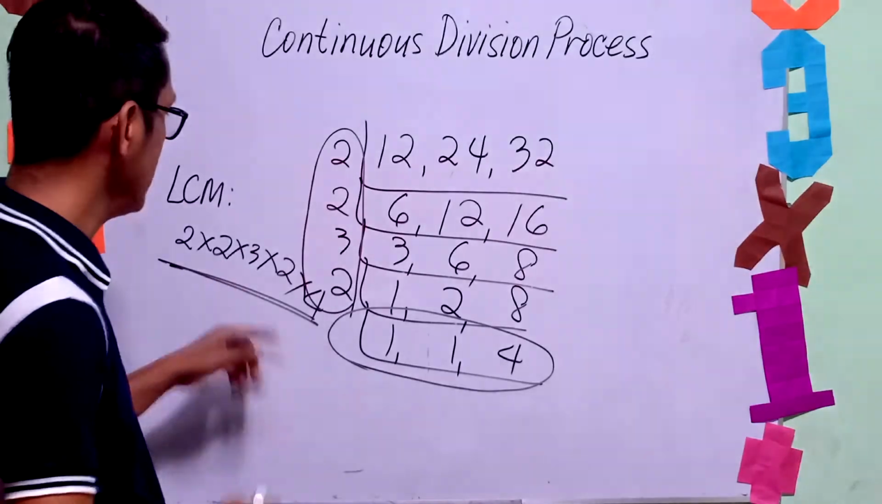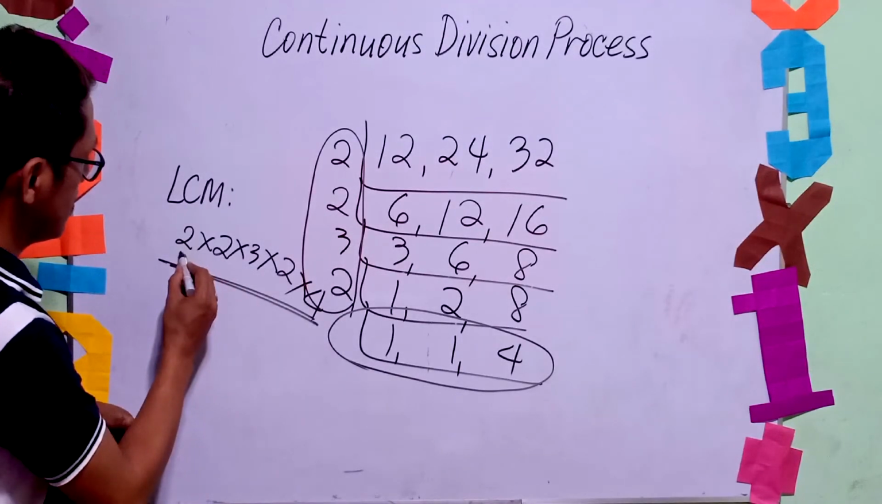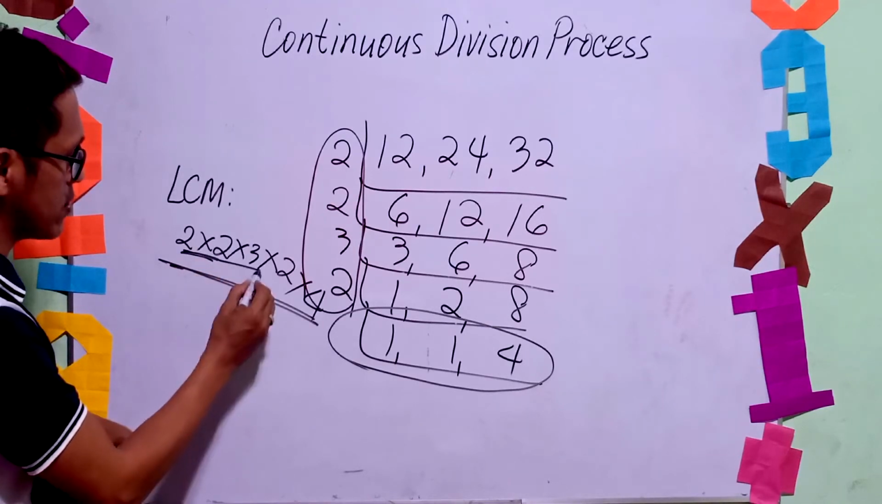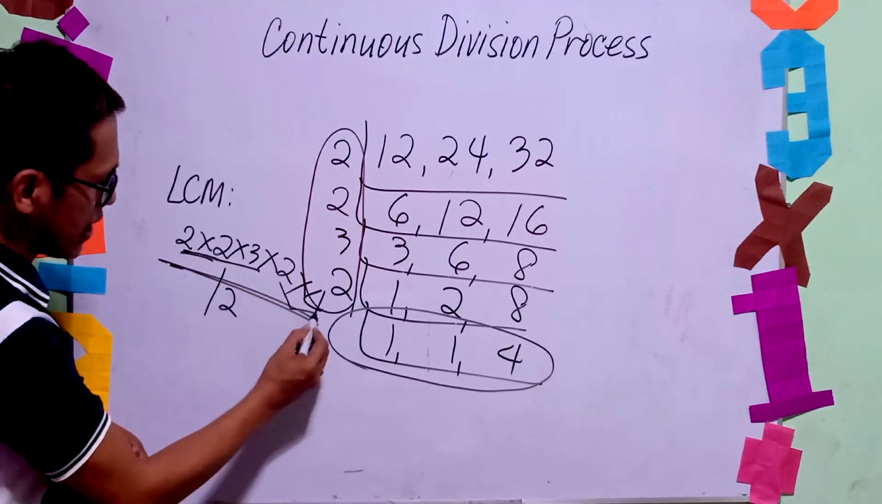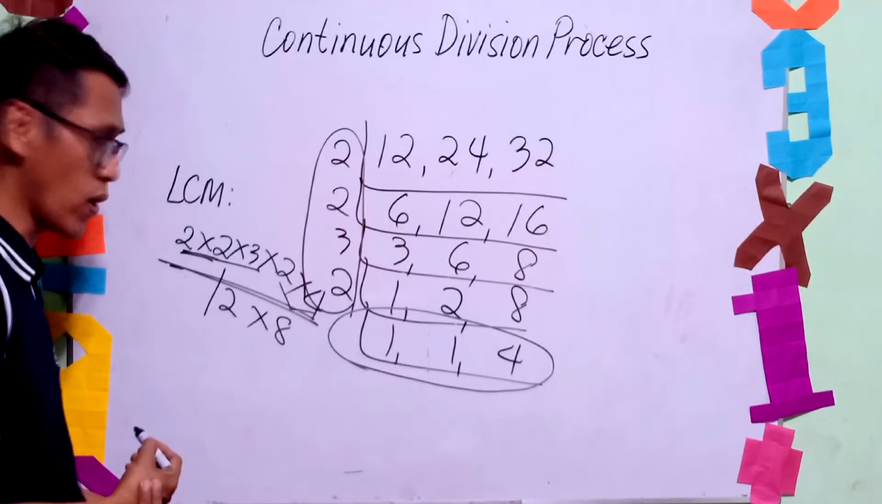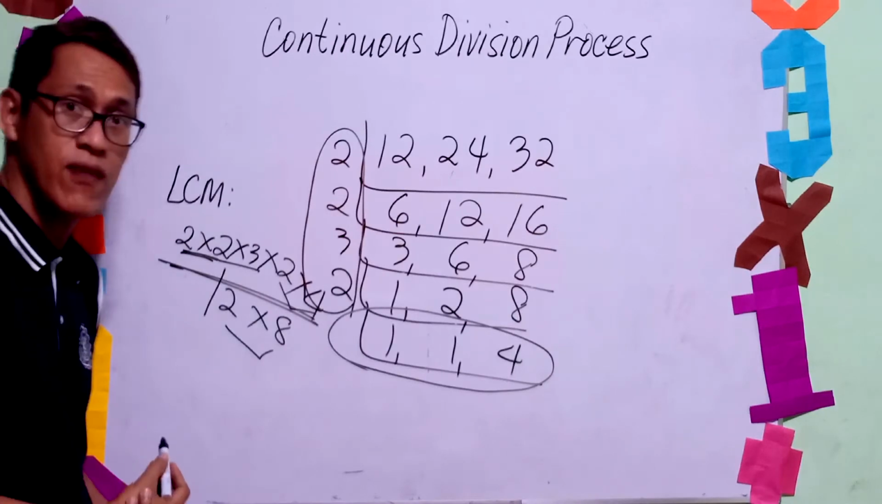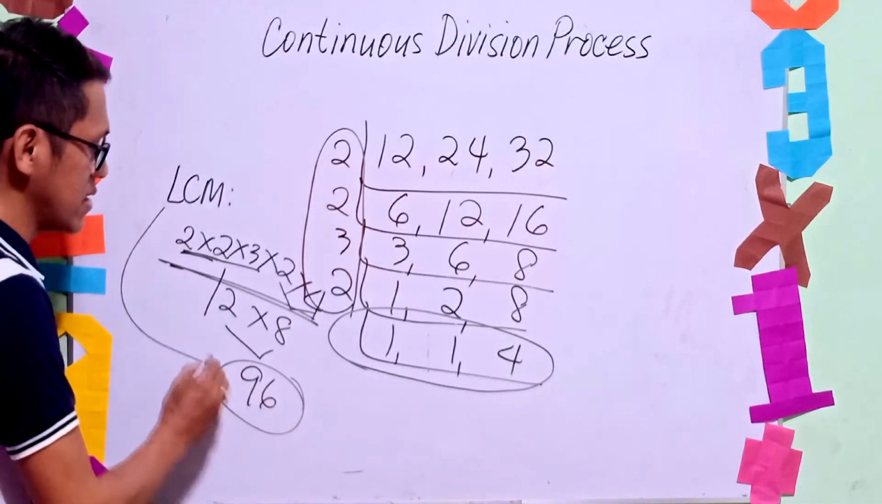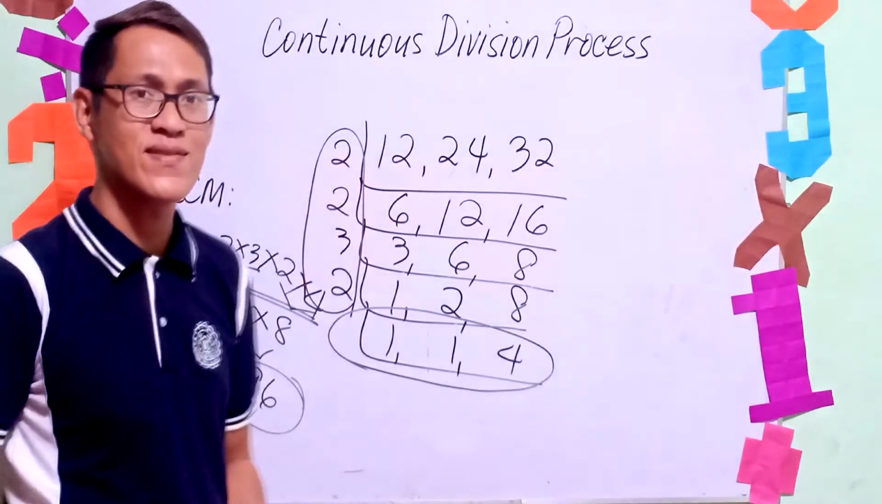Let's multiply. This is 4. 2 times 2 is 4, times 3, that's 12. Then this is 8. 2 times 4 is 8. So 12 times 8. What's 12 times 8? That will give us 96. So our LCM is 96.